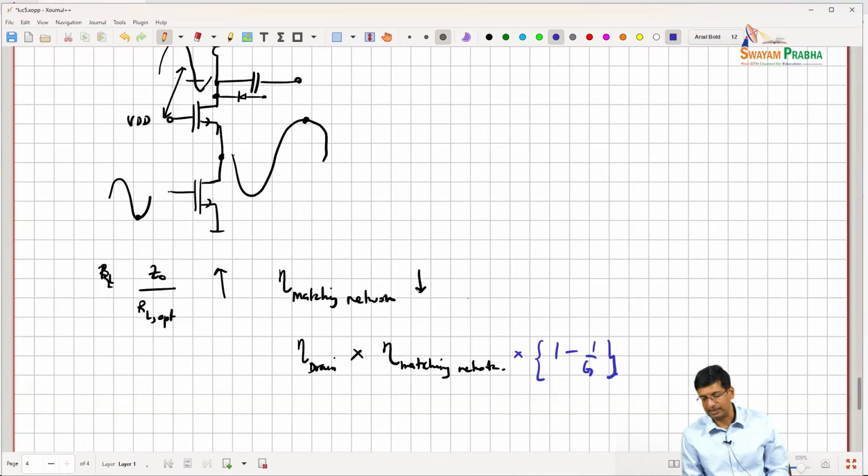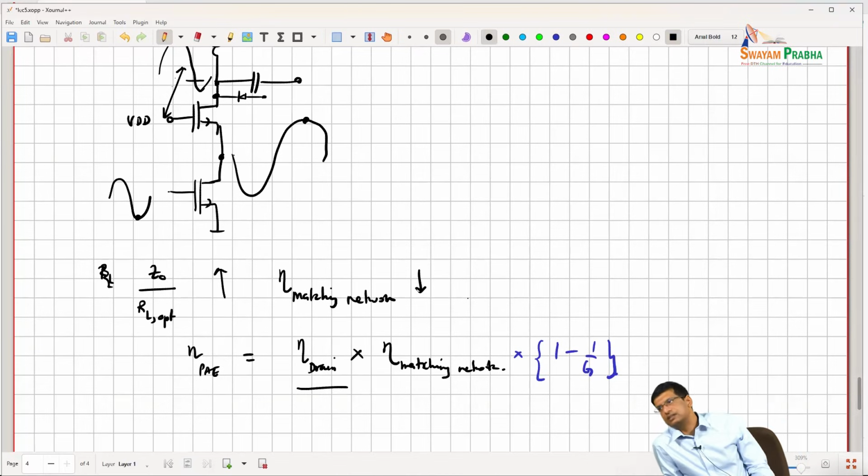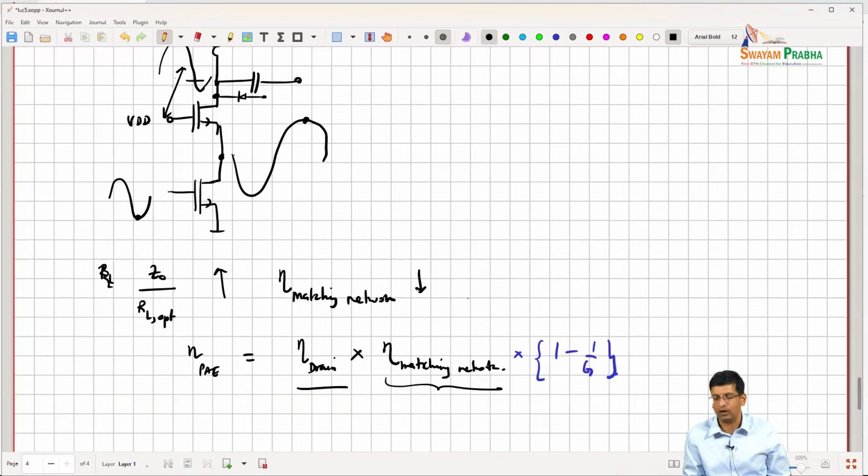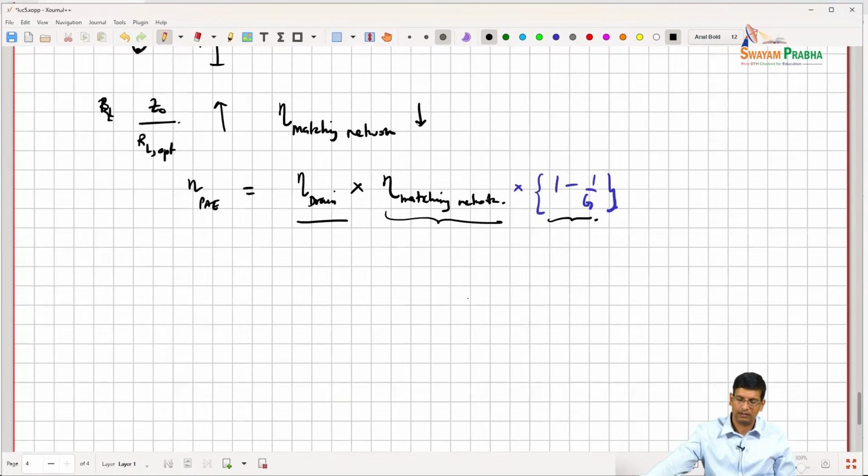So I can see that in order to get a good PAE, I need to make sure that I pick some topology that's giving me good drain efficiency. Let's say I pick class AB or class B. Then I need to make sure that I design a low loss matching network, which becomes challenging when I try to do high output power because my RL opt is low. And I also want to make sure that I design for high gain, right?